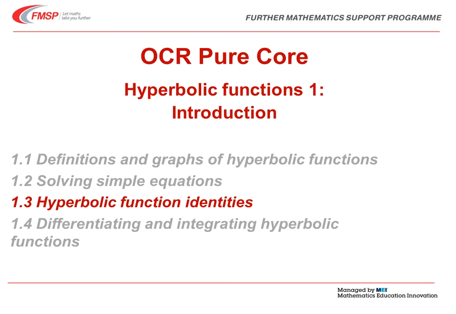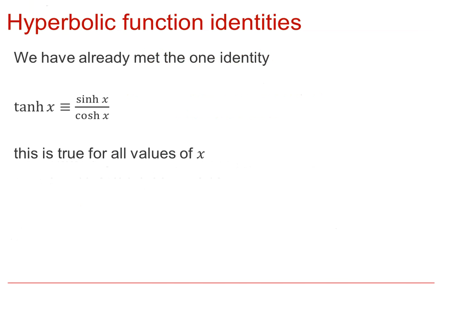Hello, this is the third video of the Hyperbolic Functions 1 series for OCR Pure Core Further Mathematics, and we will be looking at hyperbolic function identities. We have already met one identity, tanh x equals sinh x divided by cosh x. This is true for all values of x.